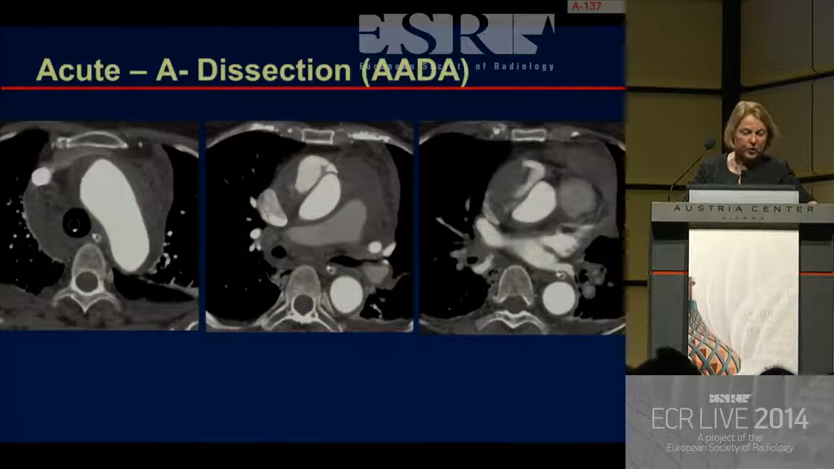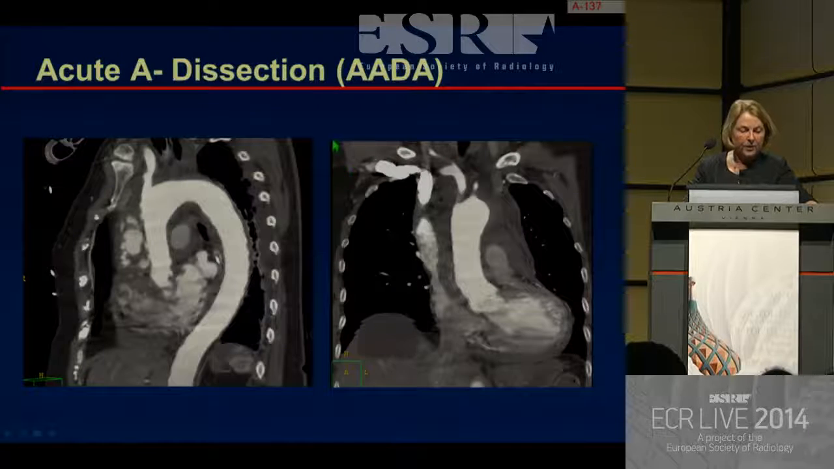And I show you some pictures here from a type A dissection, showing here the enlarged ascending aorta with the different lumina, as you can see here, the sagittal reconstructions in the same patient over here.